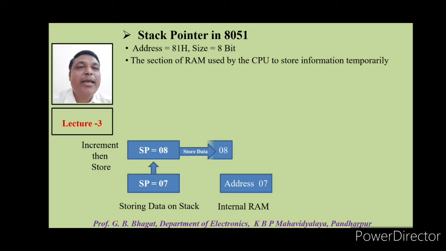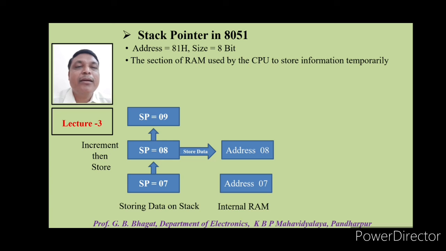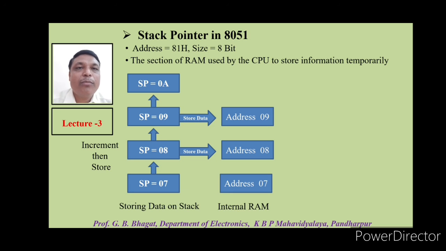Similarly, if we have to store another byte, then the stack pointer is first increased from 08 to 09, and after this increment data will be stored at address 09. Similarly, for the third byte, the stack pointer is first increased by 1 from 09 to 0A, and then data will be stored at address 0A.